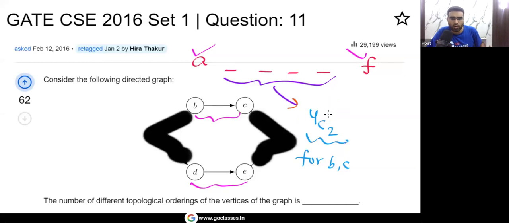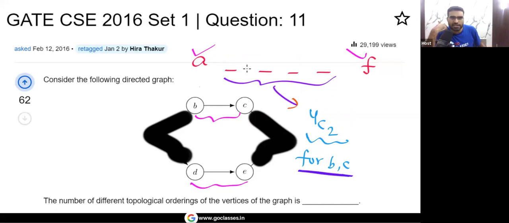This you will study in the combinatorics subject. I hope you already know. If you do not know, don't worry. Forget about it. I'm just telling you, if you already know what is combinatorics, what is 4C2, then you can just listen to my explanation. You can see there are four positions. From these four positions, you can select two positions for B comma C.